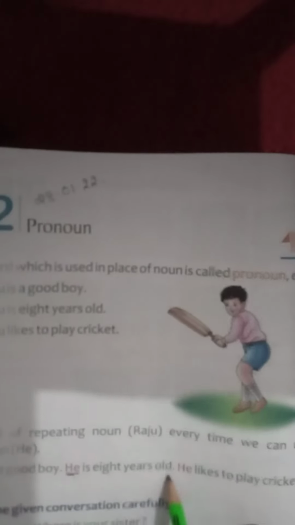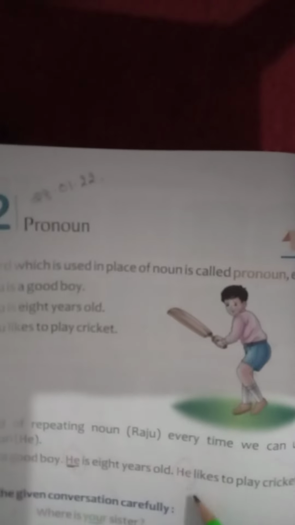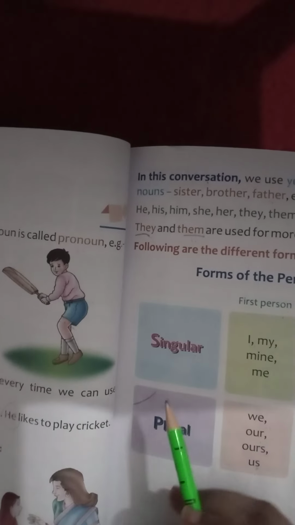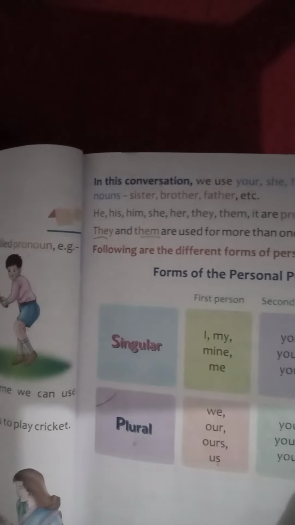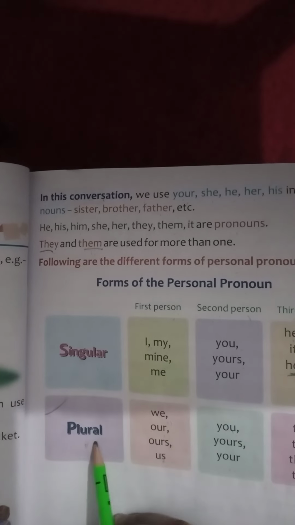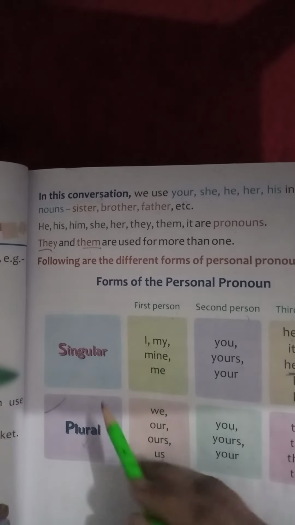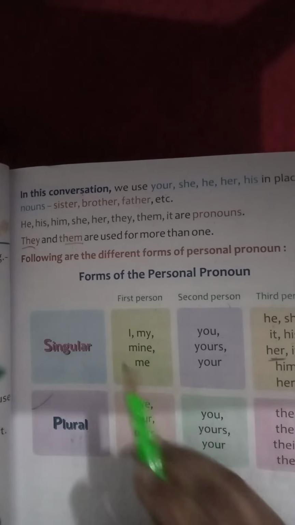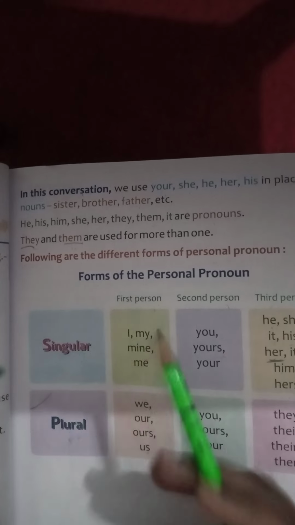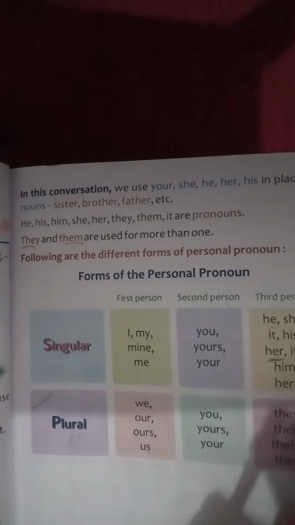He is 8 years old. Then he is a pronoun. He likes to play cricket. He is also a pronoun. When we use she, it is a pronoun. When we use you, it is a pronoun. Pronouns have two forms, singular and plural. Pronouns have how many forms? Singular and plural. And when we use pronouns, we talk about first person, second person and third person.